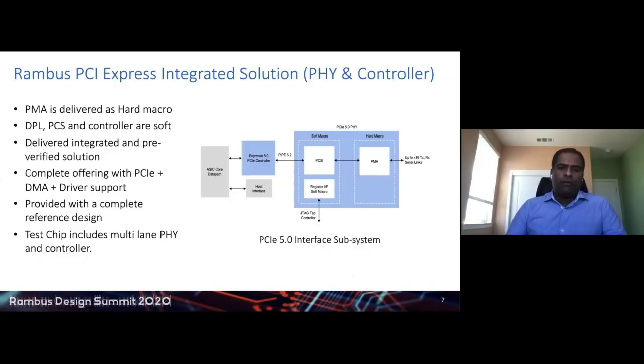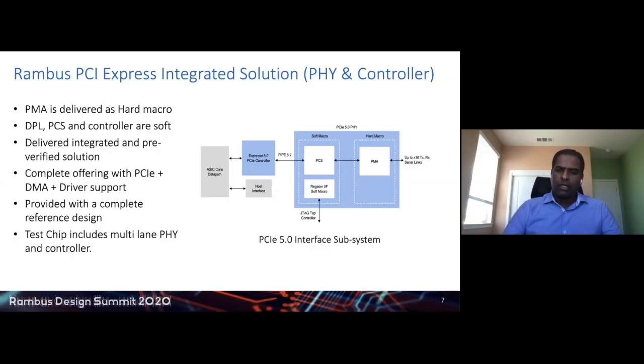Rambus offers a fully integrated and pre-verified PCI Express solution, wherein our team integrates the PHY and controller together and delivers it as a subsystem to our customers. In this delivery, the PMA is a hardened macro, and the PCS and controller are soft macros. So we do offer the end-to-end complete solution. We offer PHY, controller, and for high performance applications, where the customer needs the DMA as well, we do offer the DMA.